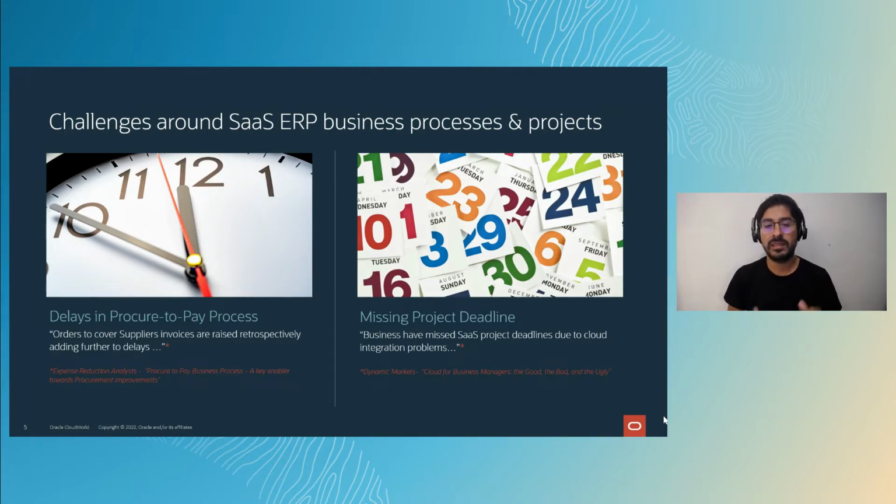And on the other side, Dynamic Market says that businesses have missed SaaS project deadlines due to cloud integration problems. This is another thing that we have seen in our customers, that they are using an old-fashioned approach for integration, like SOA and all of that. And the big investment that they did in the SaaS project moved to a large, expensive integration project with a lot of resources. So this is why a modern approach is needed in this kind of SaaS ERP applications. This is what customers are struggling with right now.